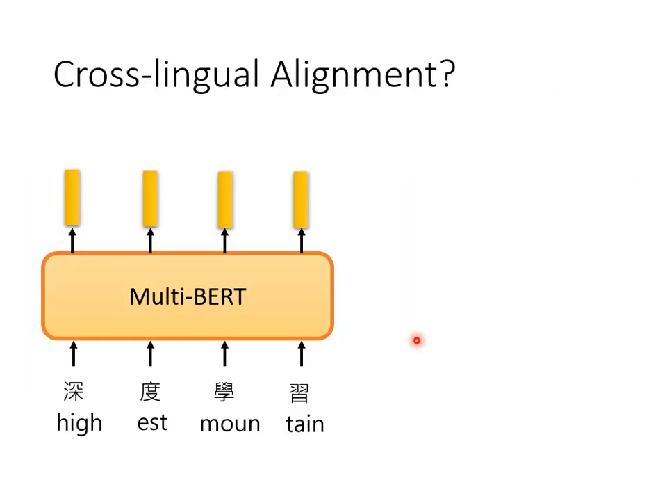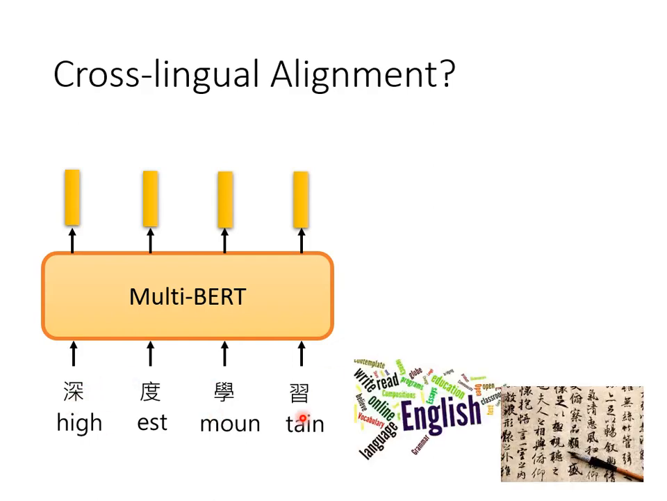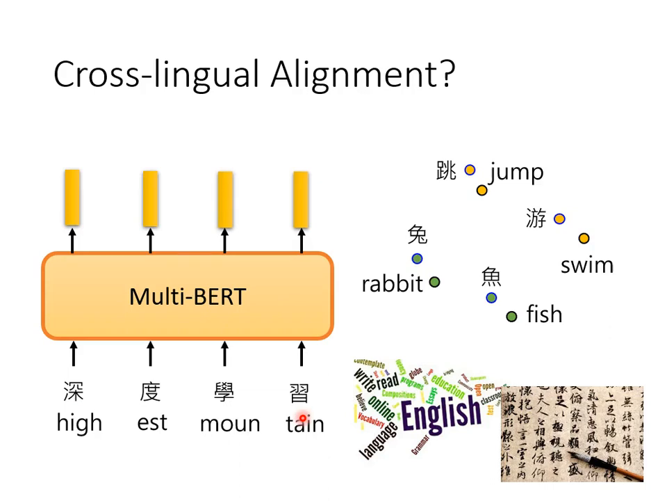So how did BERT manage to do it? A simple explanation is, maybe different languages don't have that much differences. For the multilingual BERT, whether you show it in Chinese or English, for the words sharing the same meaning, their embeddings are close. So maybe rabbit in Chinese is close to rabbit in English. In the embedding, jump in Chinese is close to jump in English. Fish in Chinese is close to fish in English. Swim in Chinese is close to swim in English. Maybe it had learned this automatically during the learning process.